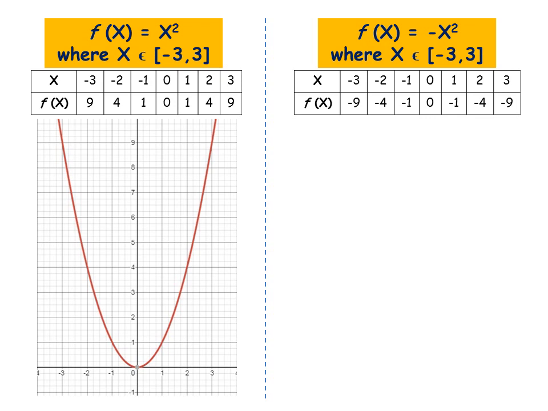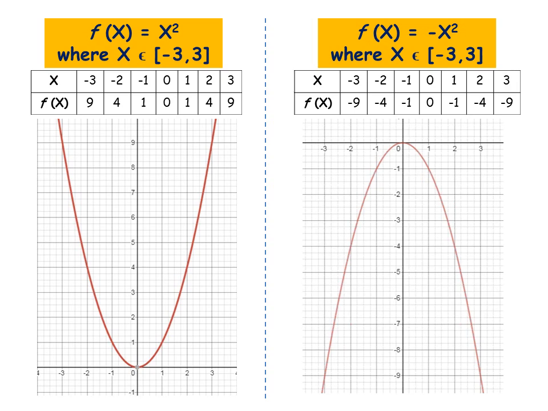Let's see another function. f(x) equals negative x squared, where x belongs to the same interval, negative 3 to 3. By calculating the images of x, I will have some ordered pairs like (-3, -9), (-2, -4), (-1, -1), (0, 0), and so on, as we see in this table. And by representing these ordered pairs on the graph paper, I will have this curve.